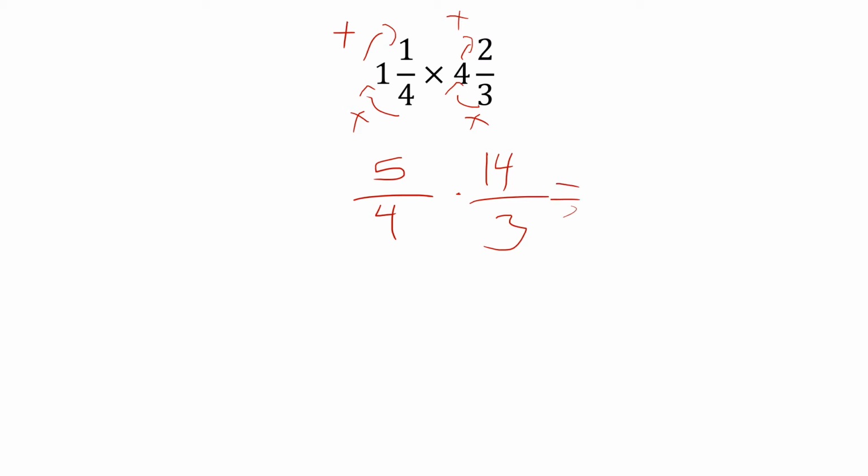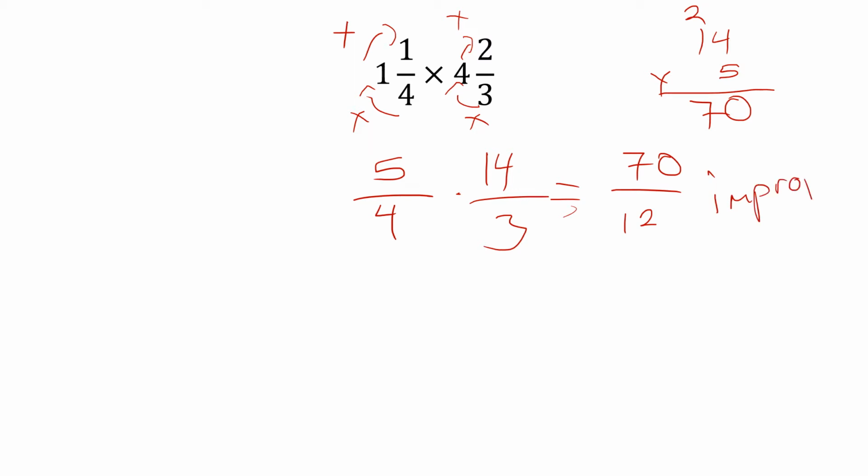So now we'll multiply. 4 times 3 is 12. 14 times 5: 4 times 5 is 20, carry our 2. 5 times 1 is 5, plus 2 is 7. So that'll give us 70. And now that we finished our multiplication, this is improper.